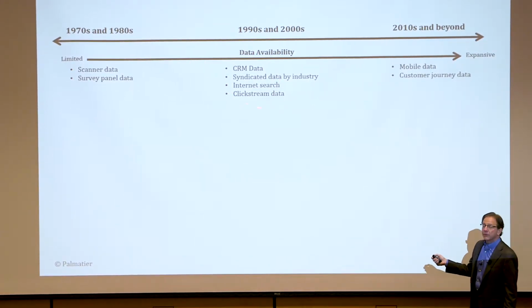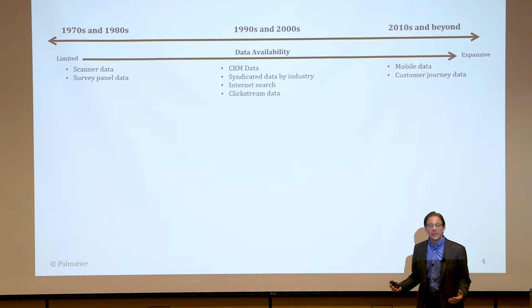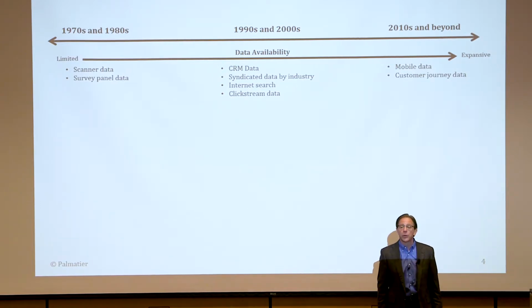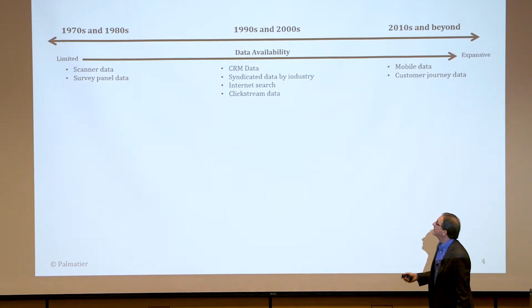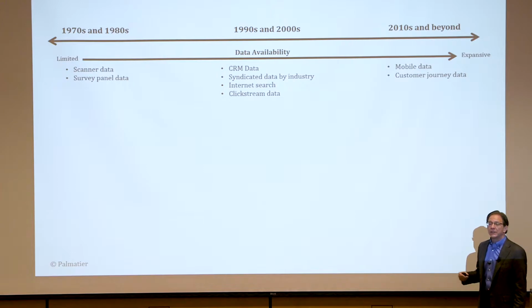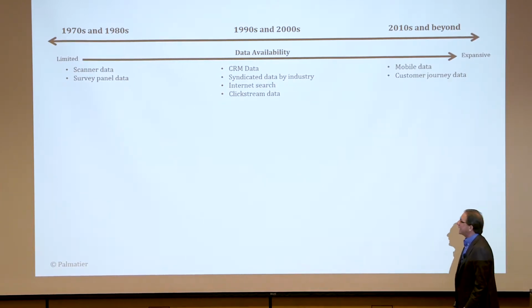Then CRM data, customer relationship management data, and syndicated data where you could buy it by industry. It's like the cell phone companies get together and provide all their data to one third party. That party pulls all the data together, removes the names of the people and the companies, and then that data is available. And obviously, the internet generates a lot of data. And now in 2010 and beyond, we're getting to mobile data and customer journey data. Mobile data is going to phenomenally change marketing as time goes on.